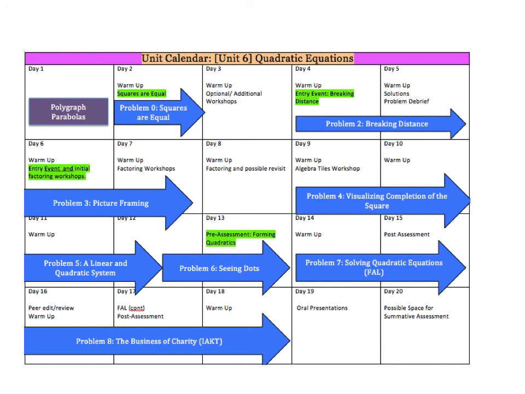So there may have to be some modification there based on the need for other things happening earlier in the unit. So good luck, and we'll see you on the discussion board.